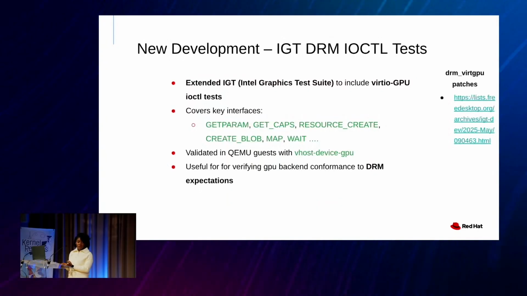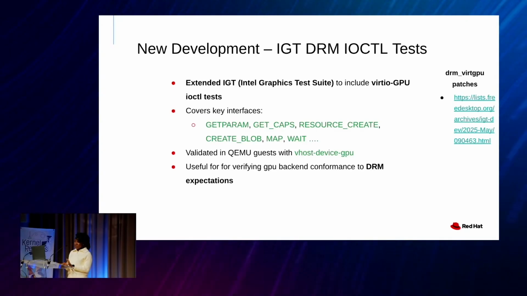Another recent development we had was the IGT DRM IOCTLs test that I added to the IGT tools. And this includes testing for virtual GPU DRM IOCTLs. And we tested the setup with QEMU and the vhost-device-gpu. So it helps to check that the GPU backend is actually responding correctly to the expected DRM calls.